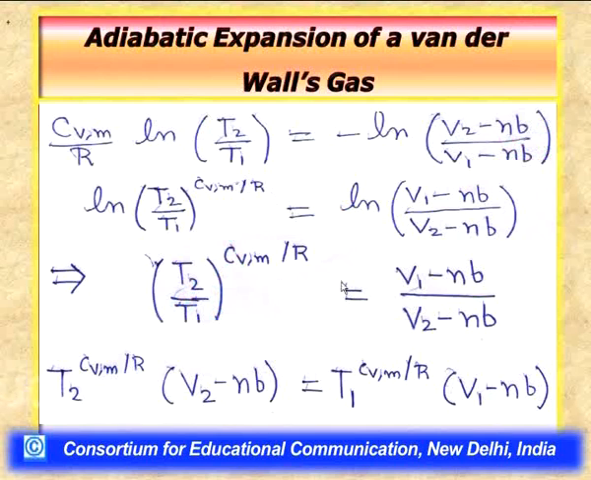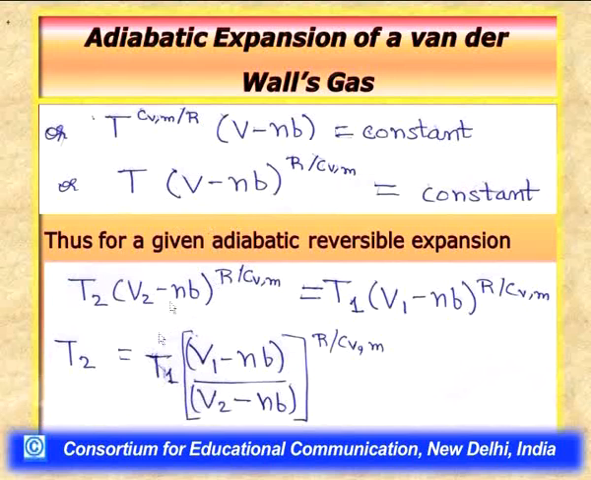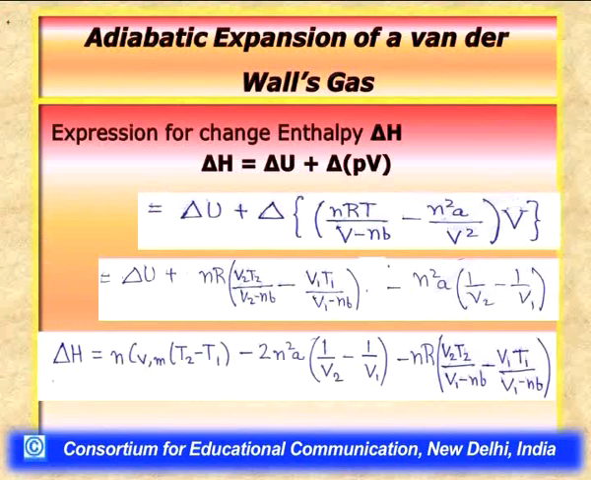So, what we get is the temperature ratio raised to the power CVm by R equal to an expression which has the initial and final volume and the excluded volume term also. By manipulation of these equations, we get T times V minus nb raised to the power R by CVm equals a constant. Therefore, by separating the variables, the final temperature is T1 into V1 minus nb by V2 minus nb raised to the power R by CVm. So, we can get the final temperature also.